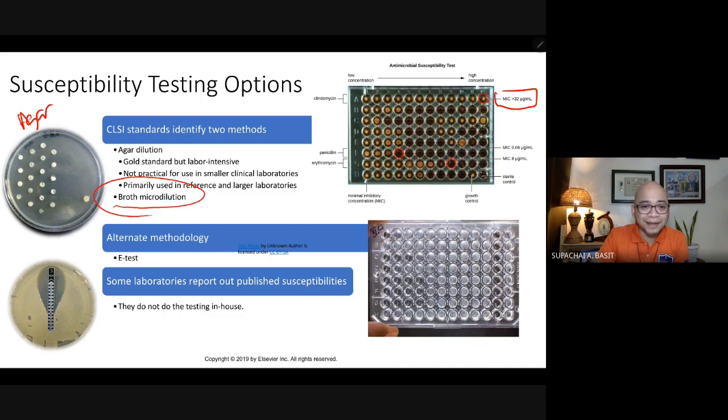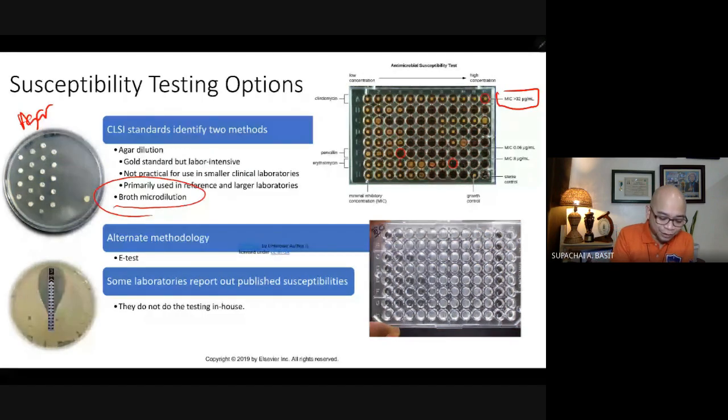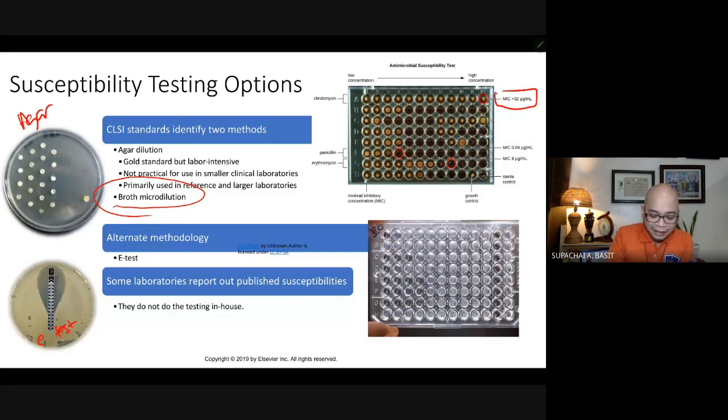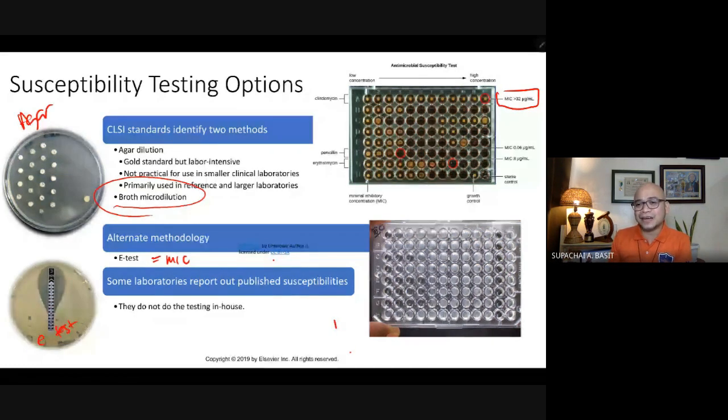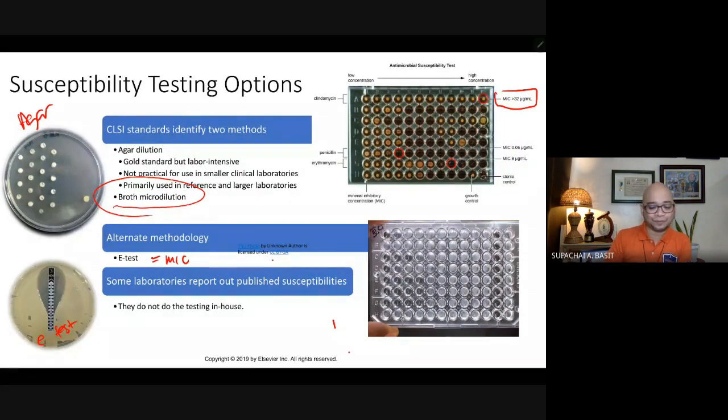An alternate method is the E-test. This is an example of the E-test. Here, we can also determine the MIC. And some laboratories report published susceptibilities because they do not do the testing in-house. They are actually sending them out.